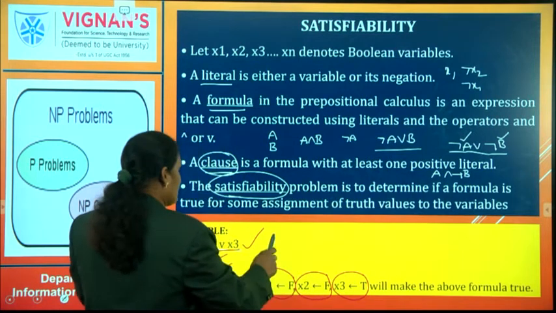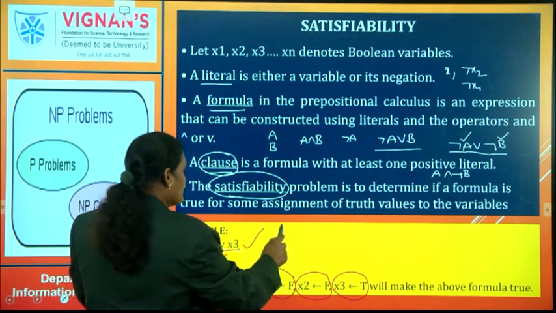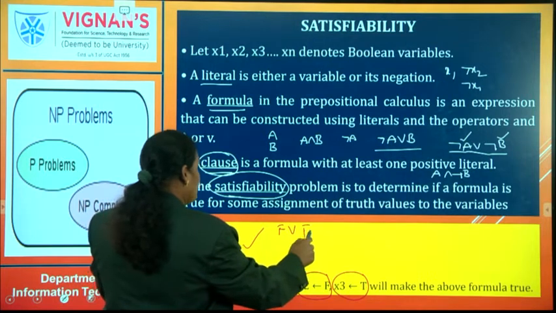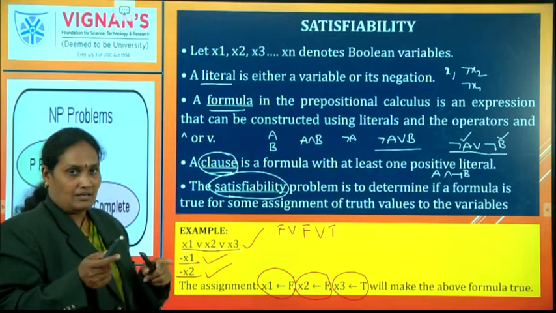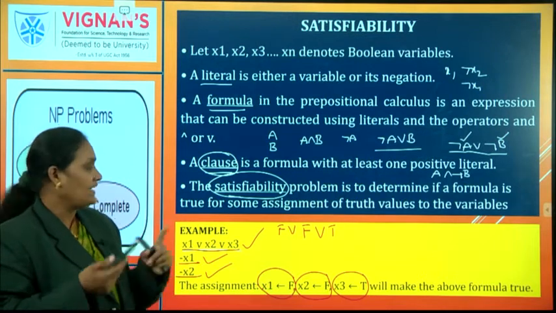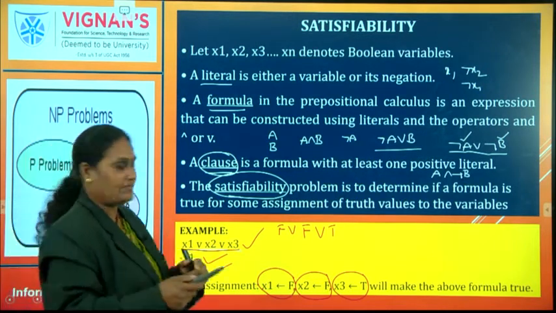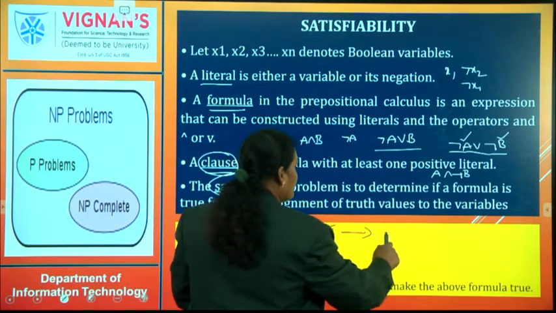Now let us see this formula, x1 false or x2 false or x3 true. Since in case of OR operation, if any of them is true, the entire formula becomes true. So that's why this becomes true.